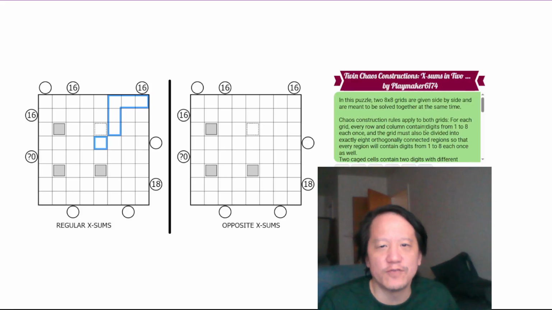So for every grid, every row and column contains digits from 1 to 8 once each. And the grid must also be divided into exactly 8 orthogonally connected regions so that every region will contain the digits from 1 to 8 once each as well.